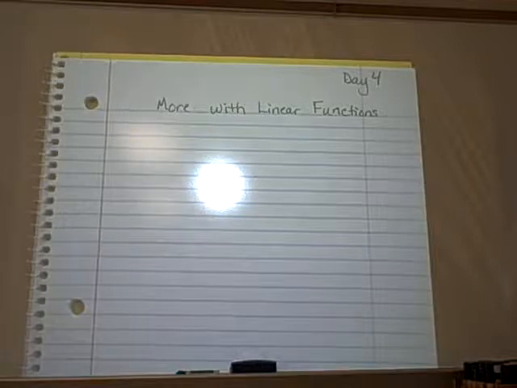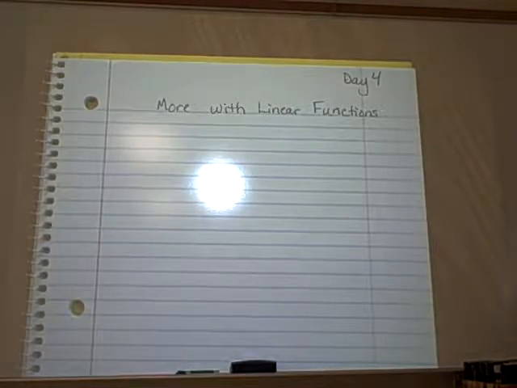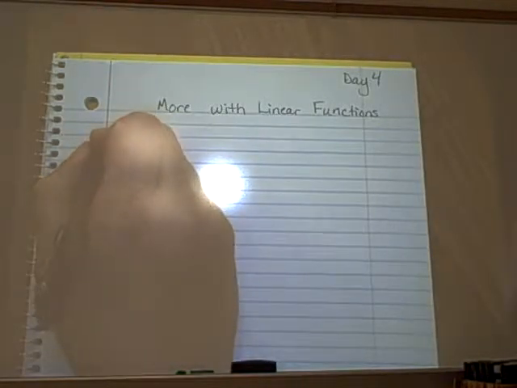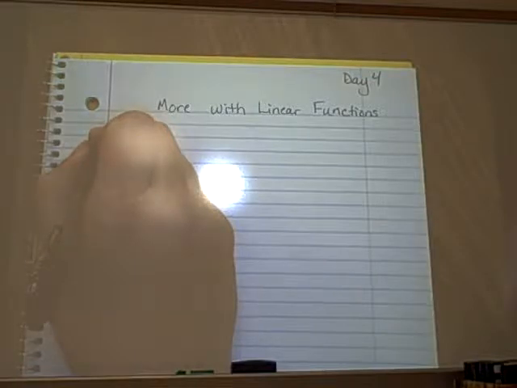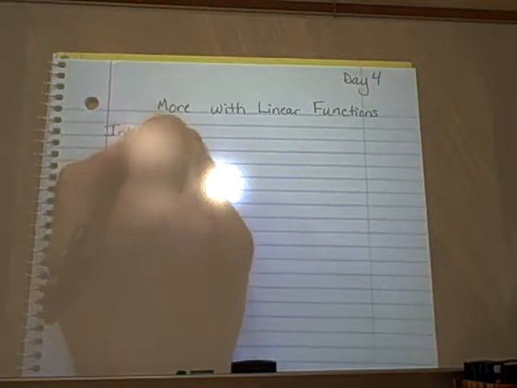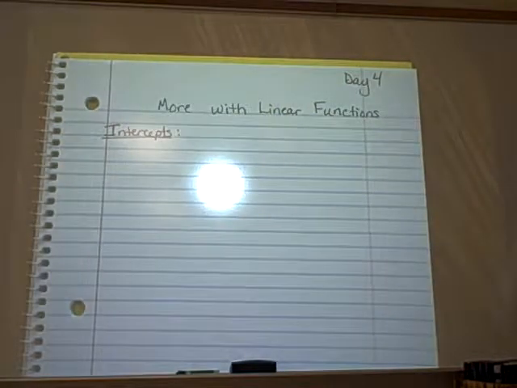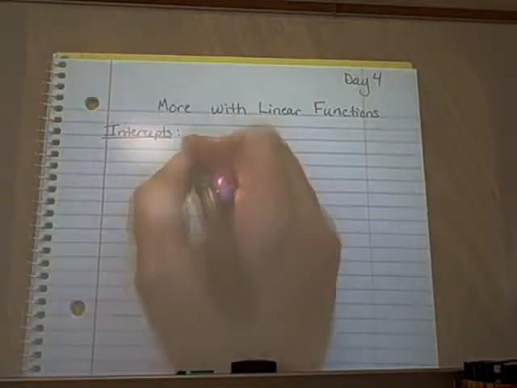And remember, m is the variable that stands for slope. And today we're going to learn another special variable. But first we're just going to talk a little bit about another part of the graph of a line or the equation of a line, which is the intercepts. So intercepts is a word we need to define.